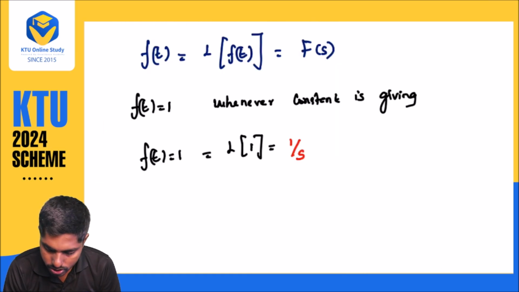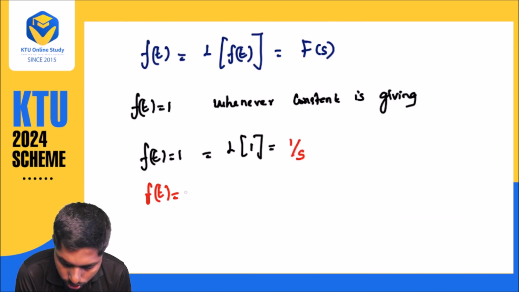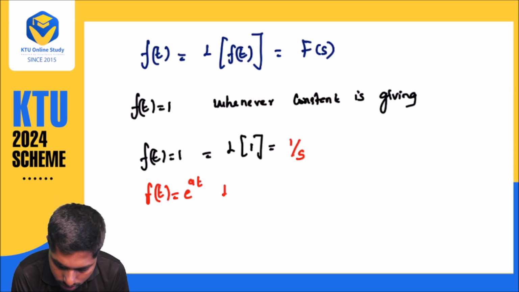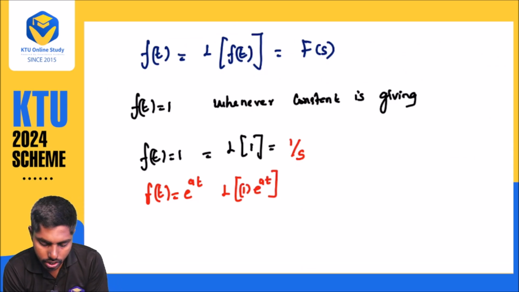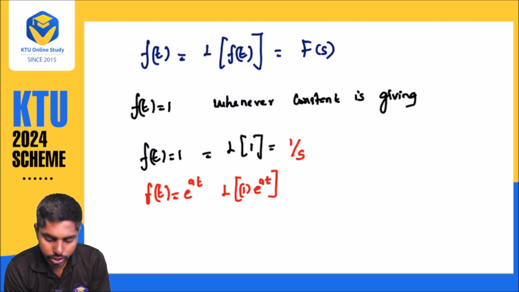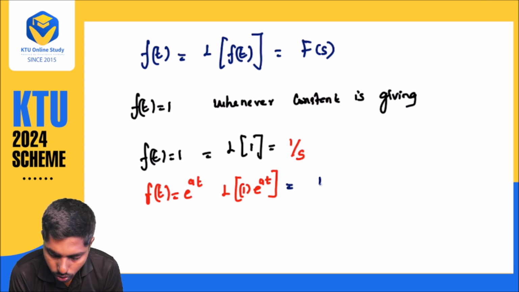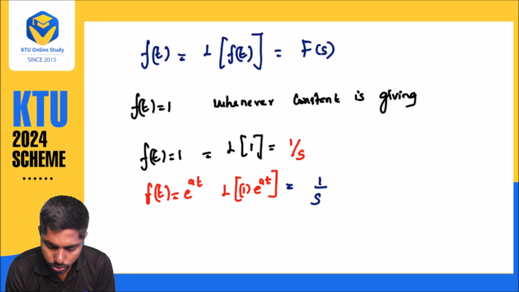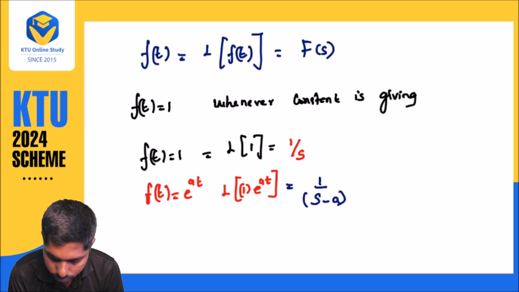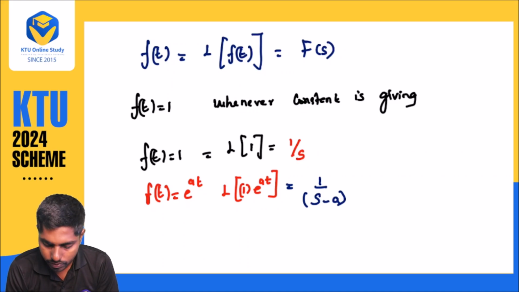Now, what is the next formula? The next formula is e power at. When f of t is equal to e power at, what is happening? Just consider it this way: 1 into e power of at. The coefficient is 1, so 1 into e power of at. The Laplace of 1 is 1 by x. So whenever e power of at is given, you just write minus a. Just a simple formula, that is x minus a.